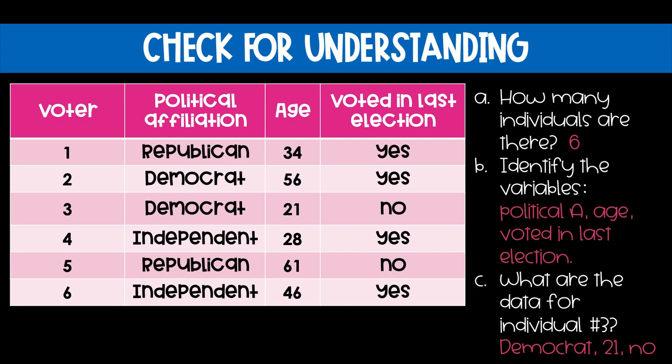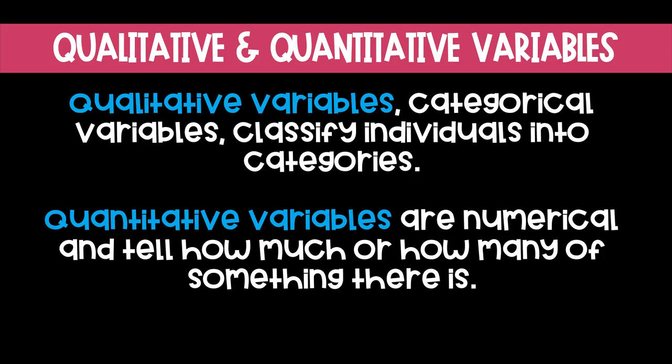Let's go over the different types of variables. First, we have 2 types of variables: qualitative and quantitative. Qualitative variables are categorical variables. They classify individuals into categories. And quantitative variables are numerical and tell us how much or how many of something there is.